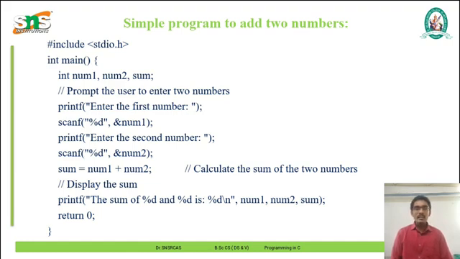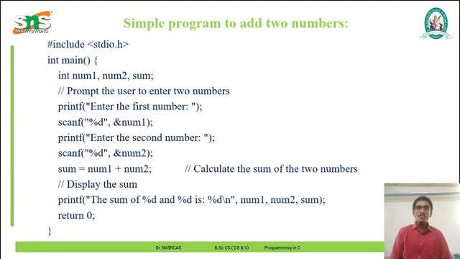There is a header file which contains the standard input output library functions, and the main function, and a declaration part which contains three variables of integer type. There is a single line command prompting the user to enter two numbers, and from this line users can understand that we need to give two values as input.